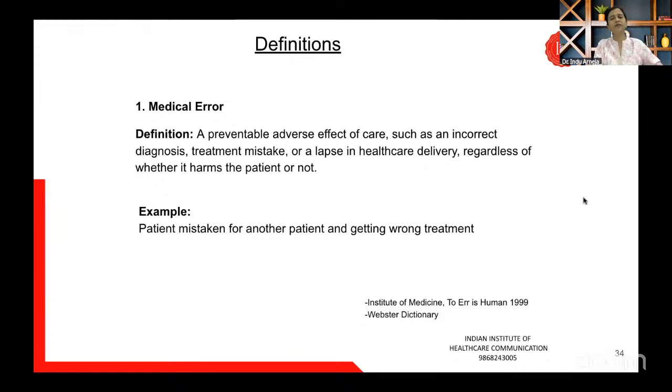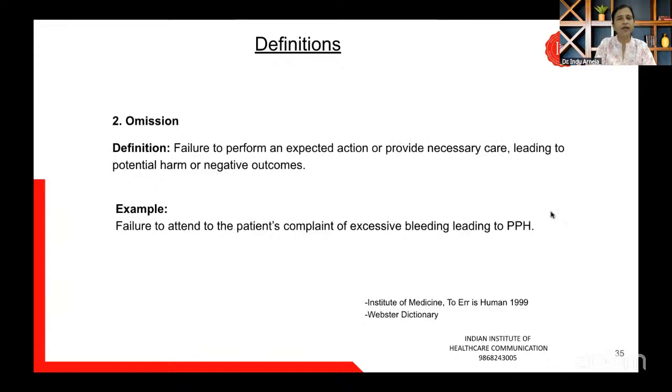So, for example, if the patient is mistaken for another patient and gets wrong treatment, like the role play that we did just now, that's definitely a medical error. That's definitely an identification error. But at the same time, a lot of times we miss doing something that's required. So you did not take the correct action, the expected action from a professional, be it a doctor, a nurse, a physiotherapist, or a dietitian. If you miss doing that, automatically you are missing something that is necessary for the patient care. It could lead to harm. It may not lead to harm, but that's omission.